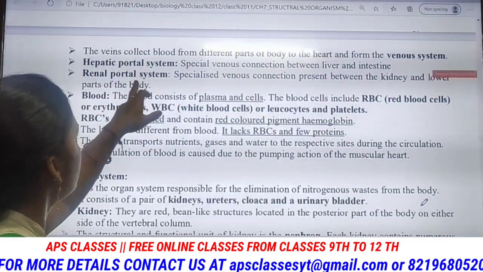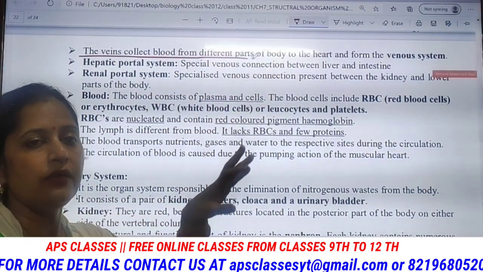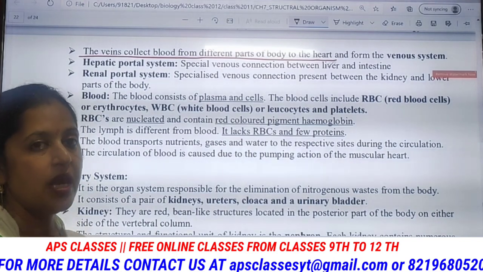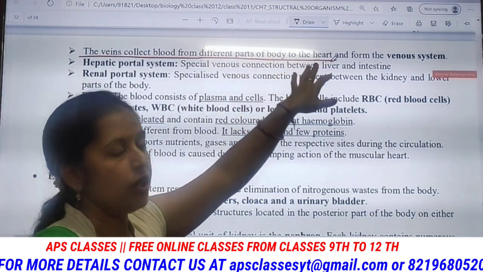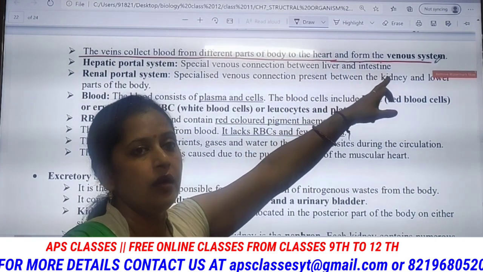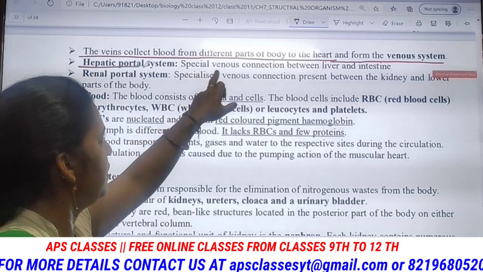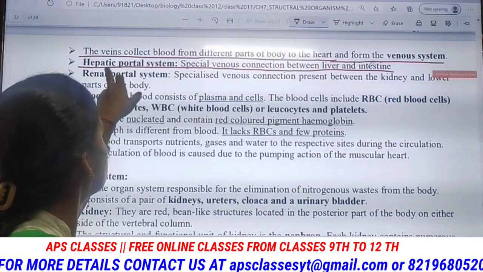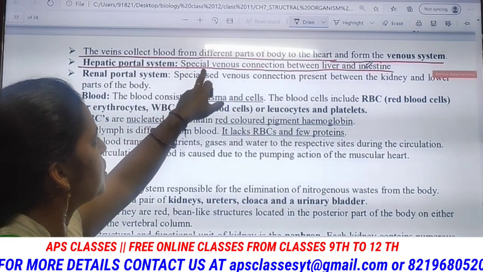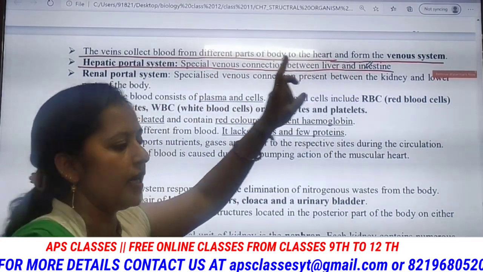Next, veins collect blood from the different parts of the body to the heart. What is the main function of the vein? These veins collect the blood from the different parts of the body to the heart and form the venous system. Hepatic portal system: a special venous connection between the liver and the intestine. In the hepatic portal system, there is a special venous connection between the liver and the intestine.